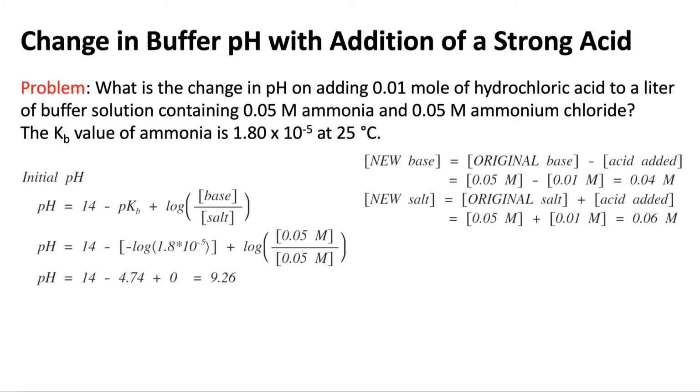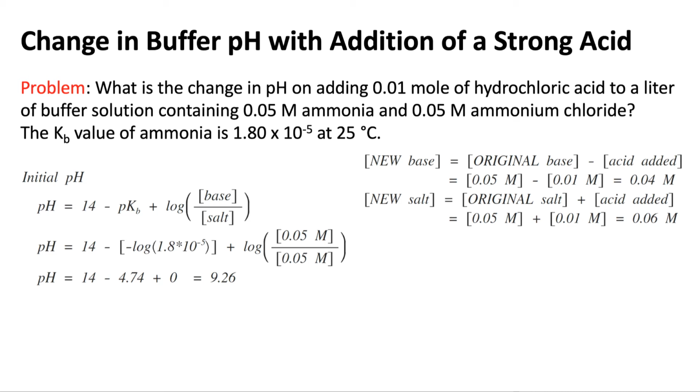Salt, same thing, except it's the salt that gets formed. As the acid reacts with the base, we form more salt. So let's take our initial salt concentration at 0.05 molar, add to it the concentration of the hydrochloric acid, which was 0.01 molar. You add those two together and see that our final increased salt concentration is 0.06 molar.